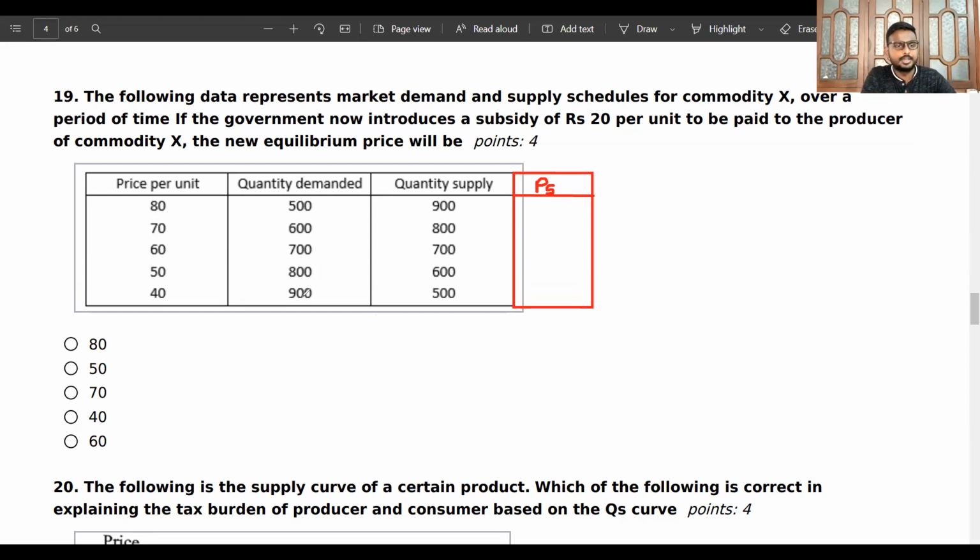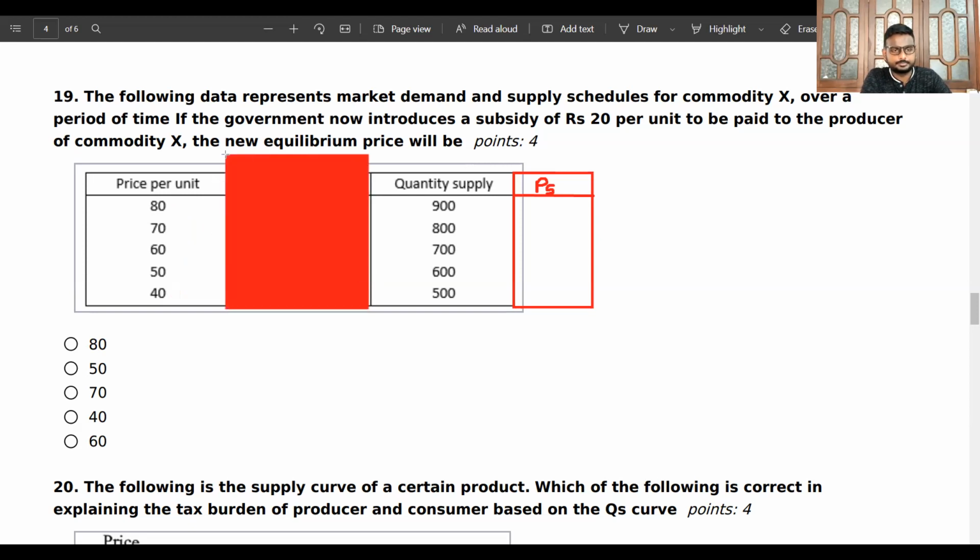I'll explain it now. Here, it's a common column of price for quantity demanded and quantity supplied. Just look at the supply side of things. Let's assume this demand column is not there at all. Just think of this as a supply schedule. So you have the price 80 and the table says the producer is supplying 900 units. At price 70, the producer is supplying 800 units. At price 40, the producer is supplying 500 units.